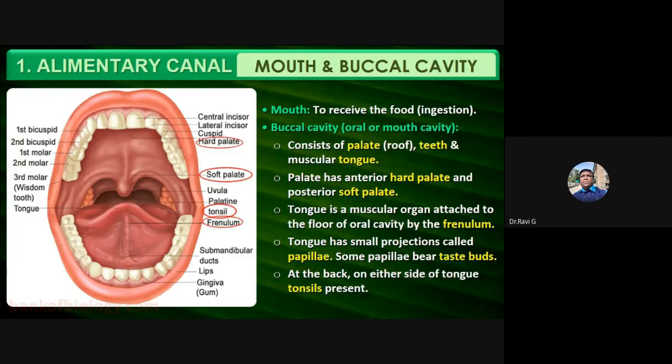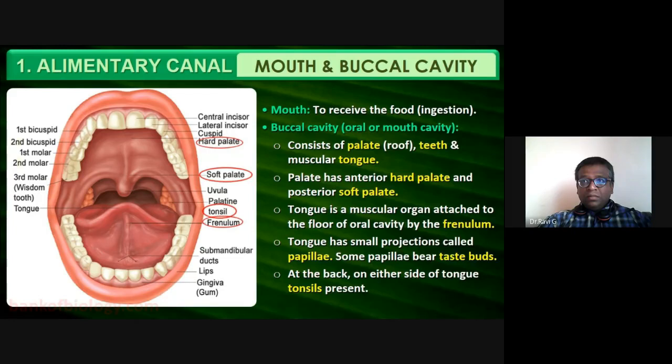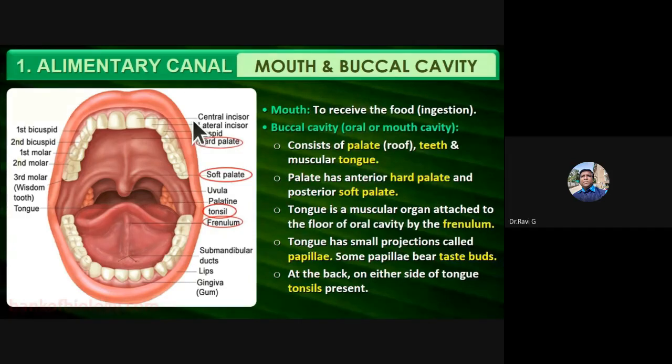Now let us study the first part of the alimentary canal, that is the mouth and buccal cavity. So the mouth is a region to receive the food. It is guarded by the upper lip and lower lip. The gums we call as gingiva. So the buccal cavity is also called as oral cavity or mouth cavity.